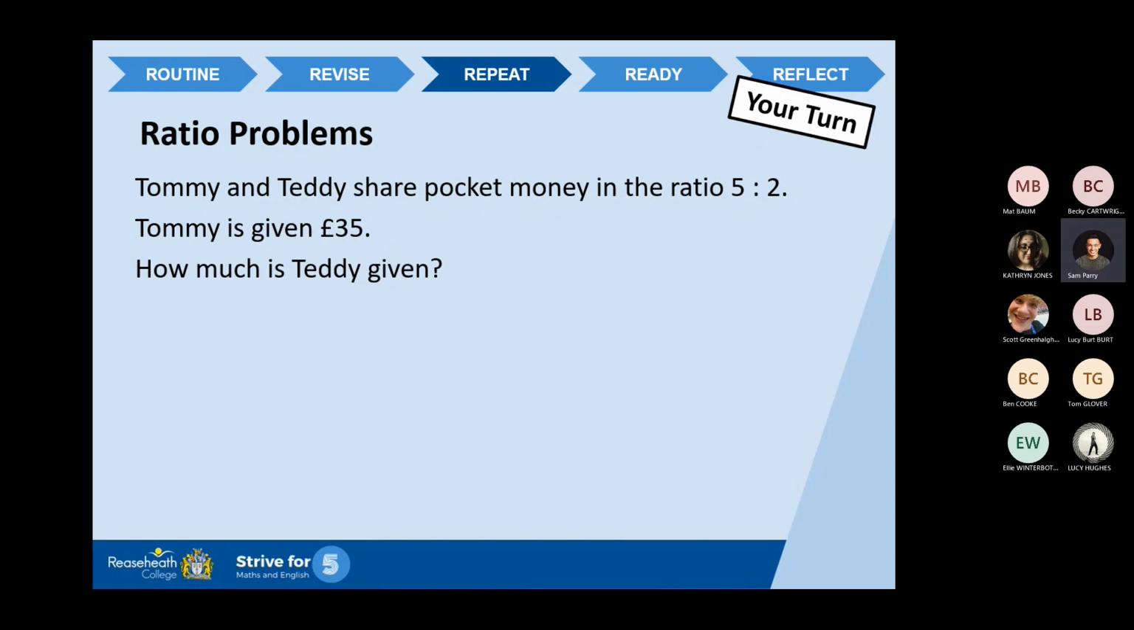I'll give you guys another 2 minutes or so to look at these questions. Remember, draw the bar, label it, then the information you're given, try and put that information in the right place. If you put it in the right place, the rest of the question should become a little bit nicer.